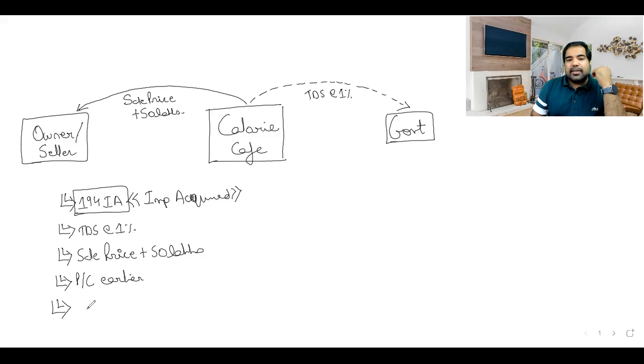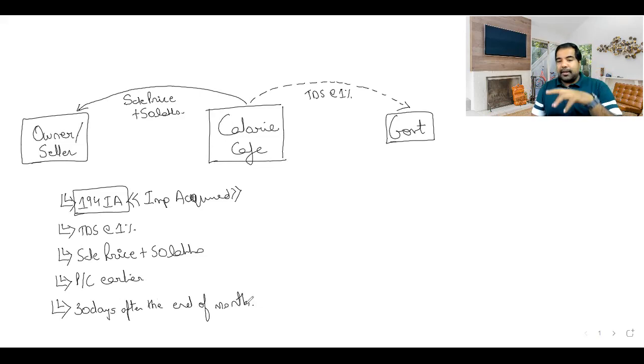Yes. So here they've said that you don't need to pay within 7 days. You can pay within 30 days after the end of the month. So if you buy it today, that is April 2nd, then let April get over. Then from May 1st, 30 days, you need to pay this TDS to the government.